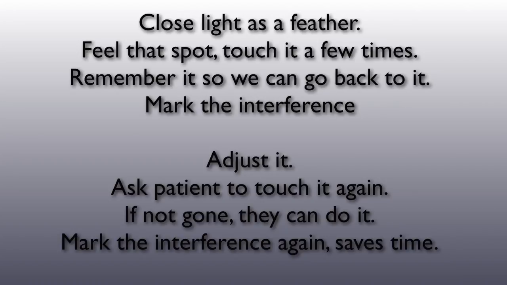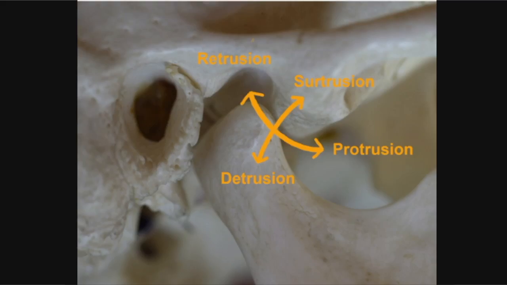Then mark that interference, adjust it, and then ask the patient to touch it again. And if you have not cut it completely away, they can go right back to it again. You can repeat this process until you have eliminated that first interference. This saves time. It is my personal opinion that finding the interferences to retrusion, marking them and eliminating them, is a relatively simple matter compared to finding and eliminating the interferences to surtrusion.